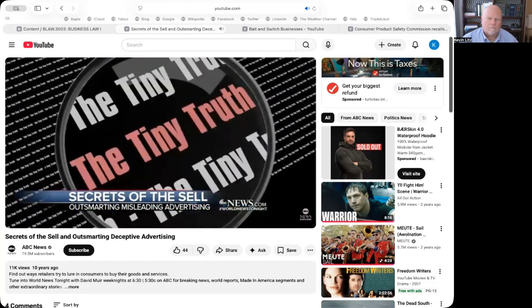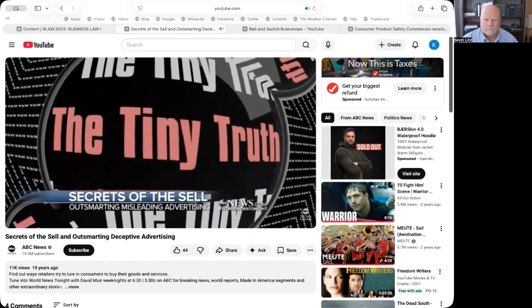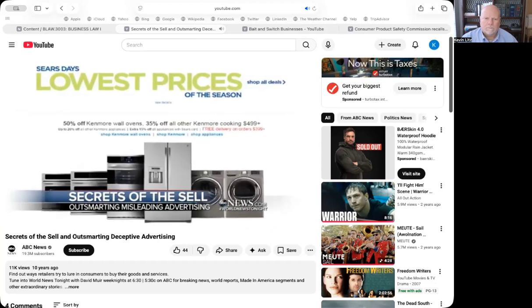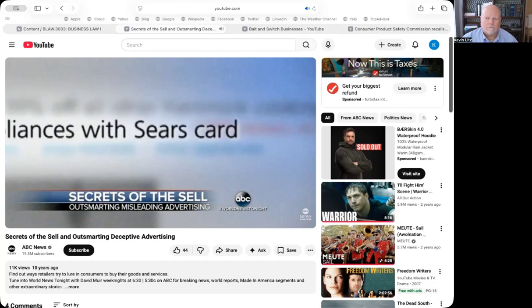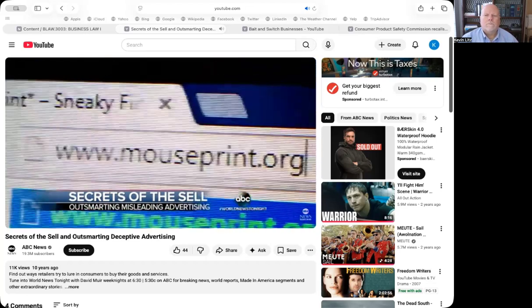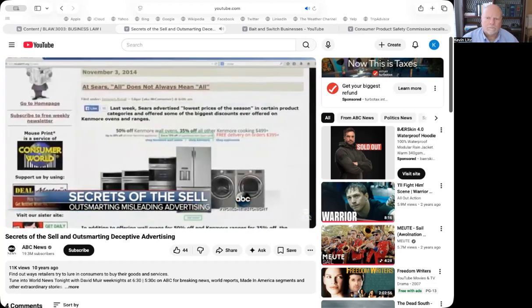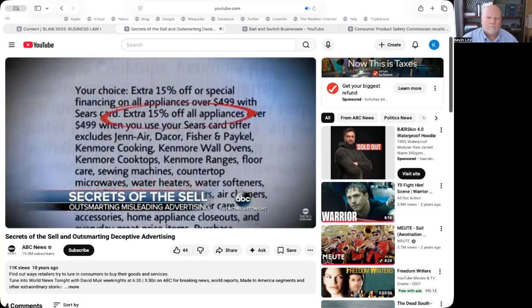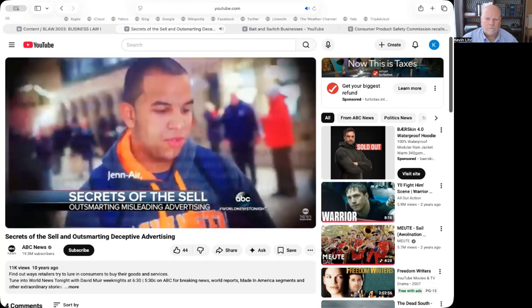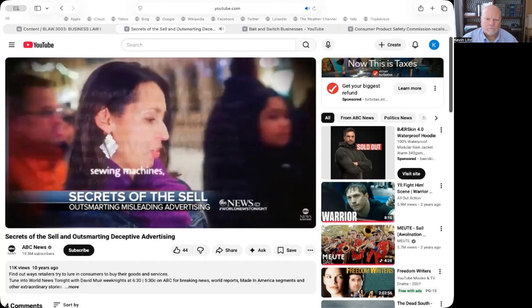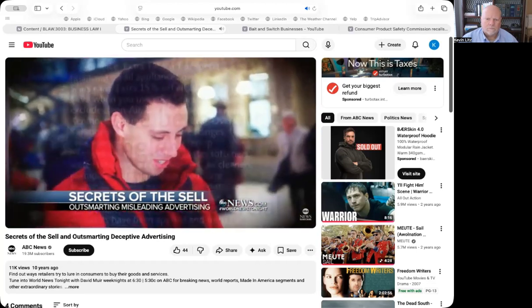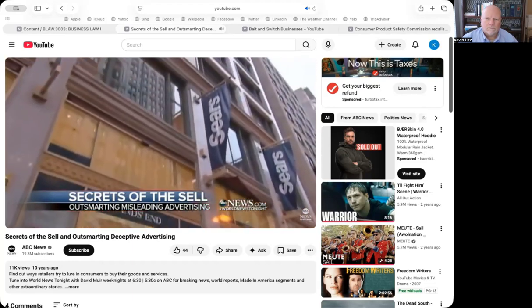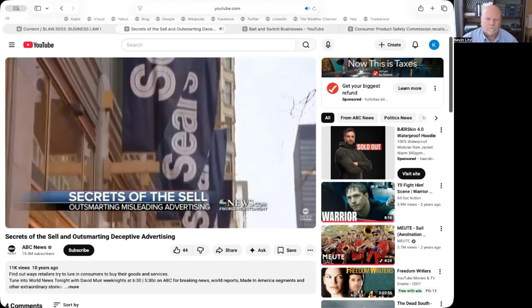Then there's the tiny type behind the big hype. This Sears ad promising an extra 15% off all appliances with Sears card. But as the website mouseprint.org found last year, there's fine print below that 15% off all. Excludes general air, decor, sewing machines, microwaves, air conditioners. All of these are exclusions. What can I buy? Sears corrected what they called an inadvertent error.